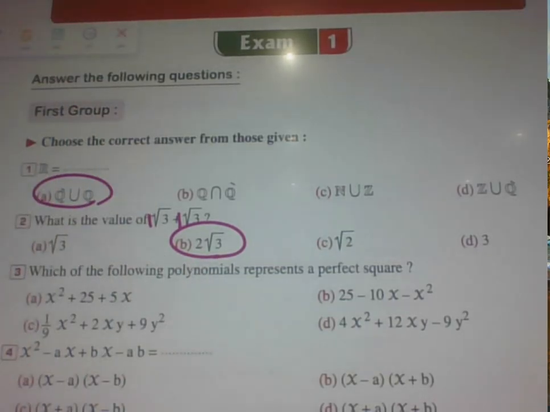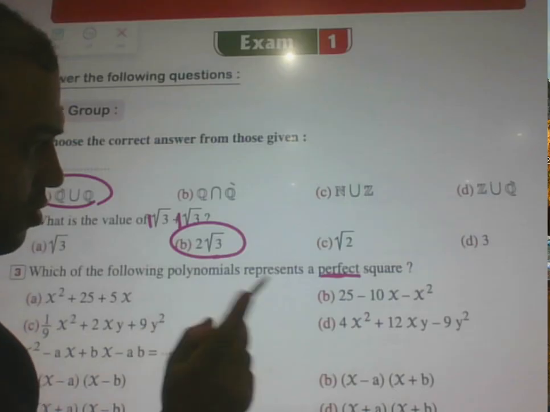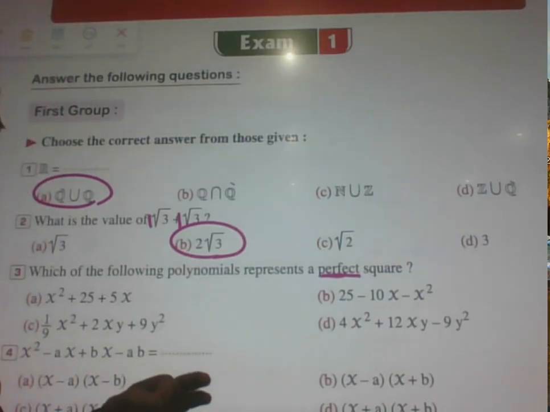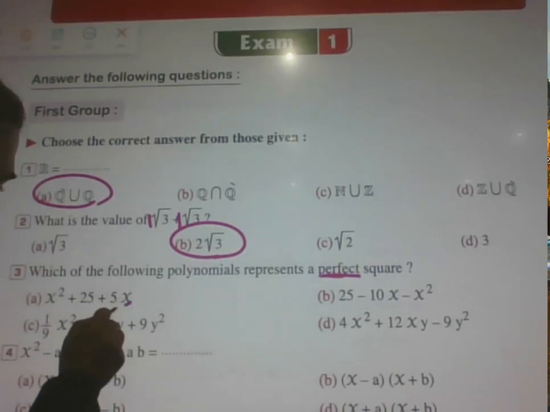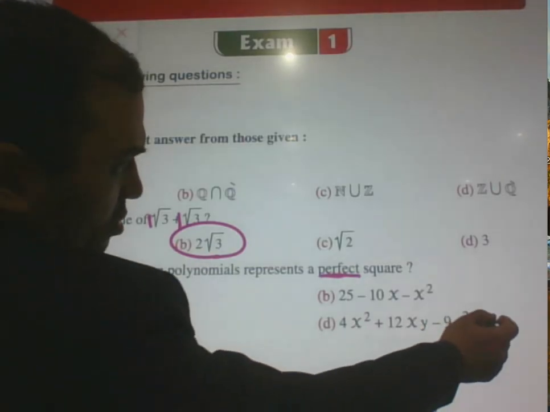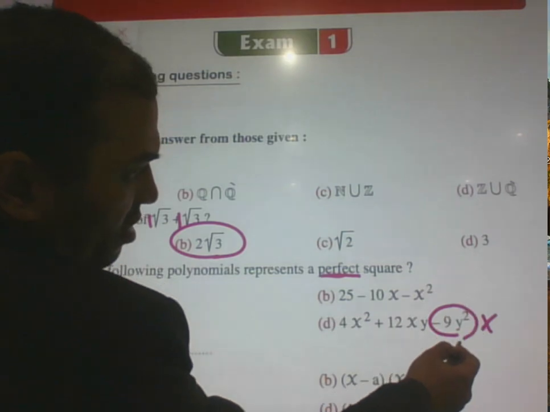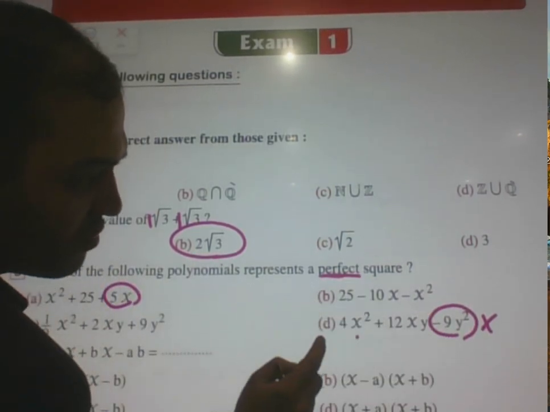Next question. Which of the following can represent a perfect square? We know the perfect square, the first will be like what? X power 2? No. Because the middle term here, 5x, must be equal 10x. And what about this? It's not also because this number here is negative. We must write the first positive and the second positive also.